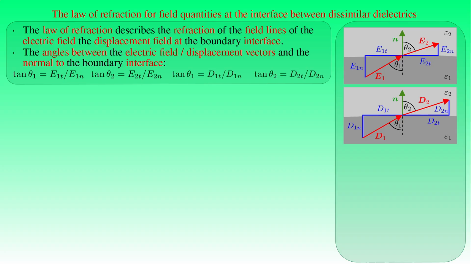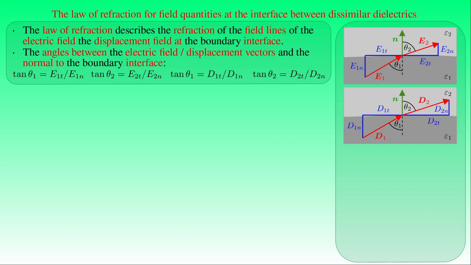Hence, the tangent of the angle θ1 can also be written as the ratio of the tangential component of the electric displacement field D1 to its normal component. Similarly, the tangent of the angle θ2 is equal to the ratio of the tangential component of the electric displacement field D2 to its normal component.